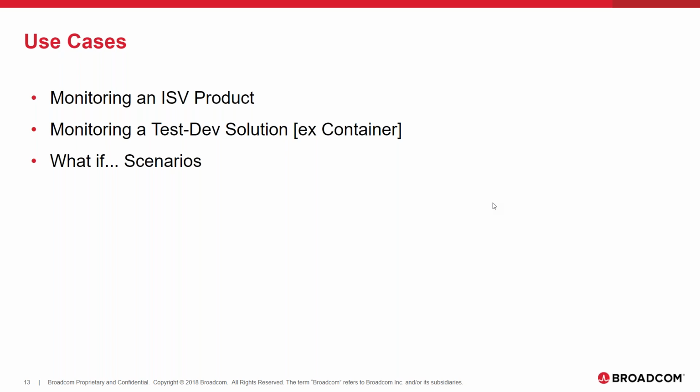We'll also then have a look at, it's obviously the new big thing from IBM, monitoring what they call their test dev solution, because we're not allowed to call it a container anymore. And then we can also look at some things we can do with the DCI reporting to look at what-if scenarios, where you want to see what your system would look like, what the consumption would be, if you do some reconfiguration.